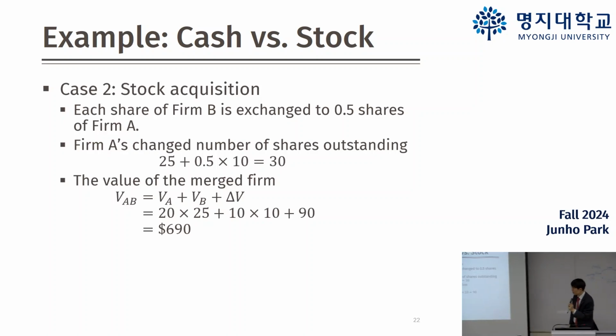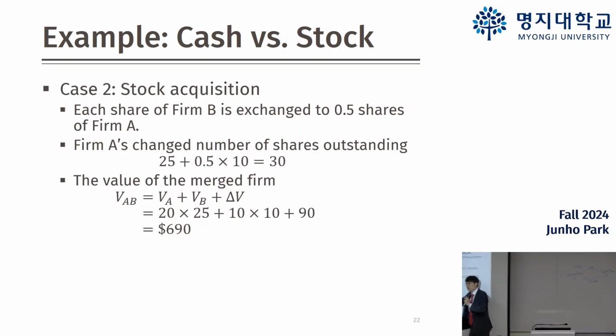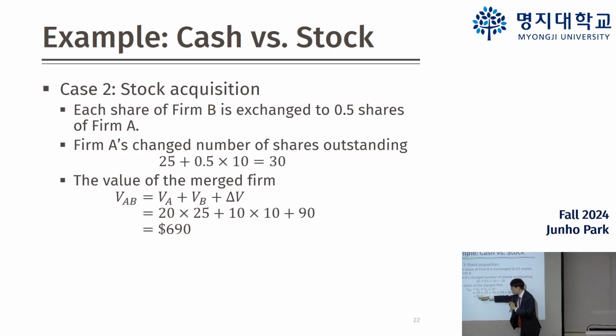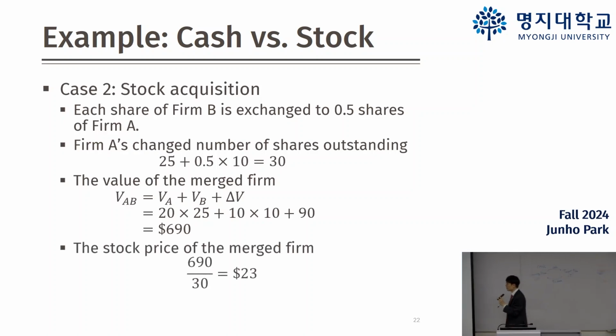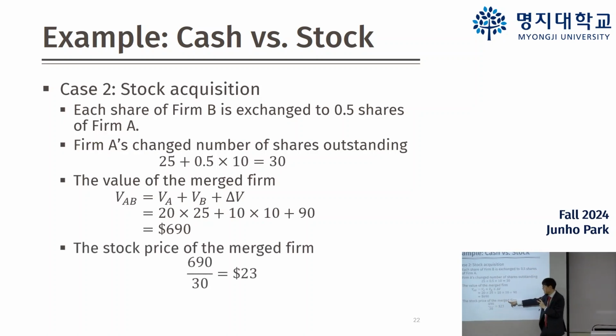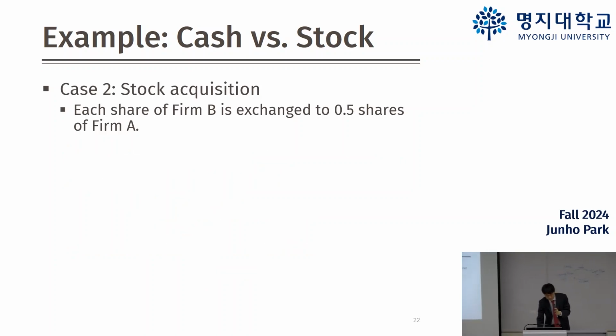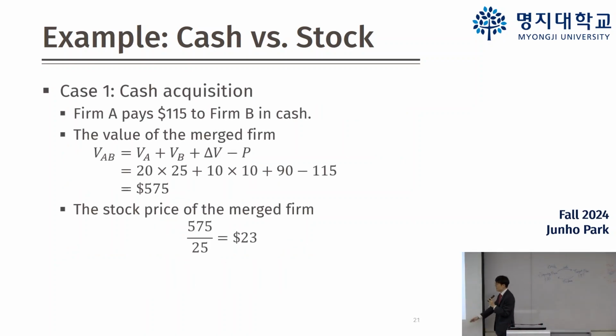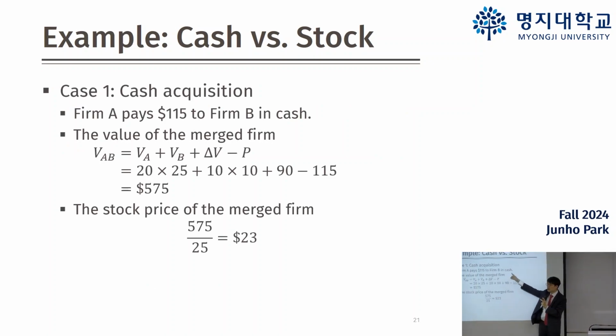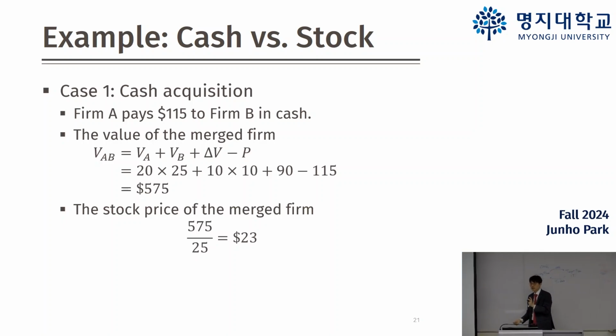So let me show you. To calculate the stock price, we need to divide this 690 by the new number of shares. We have an increase in the shares, so the new number of shares is 30. If we divide 690 by 30 shares, we get $23 per share, which is exactly the same as the stock price in the case of cash acquisition. So from a shareholder's point of view, there is no difference.